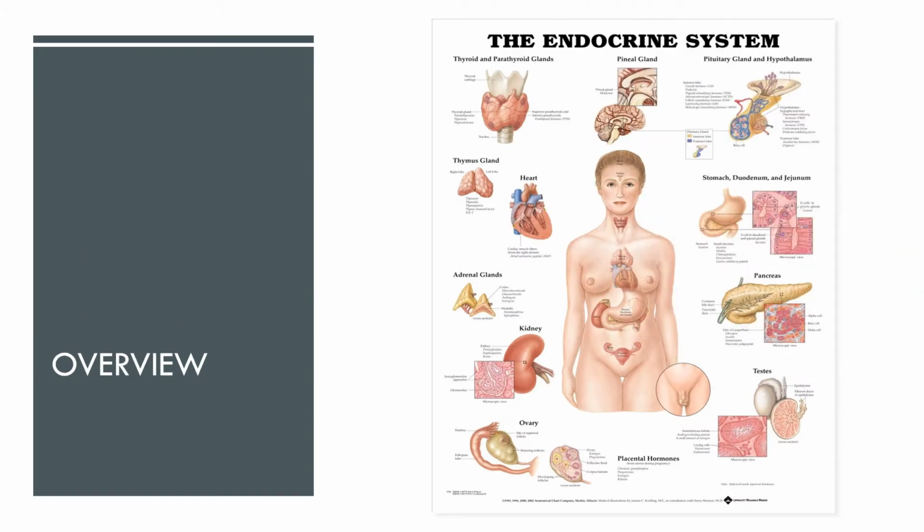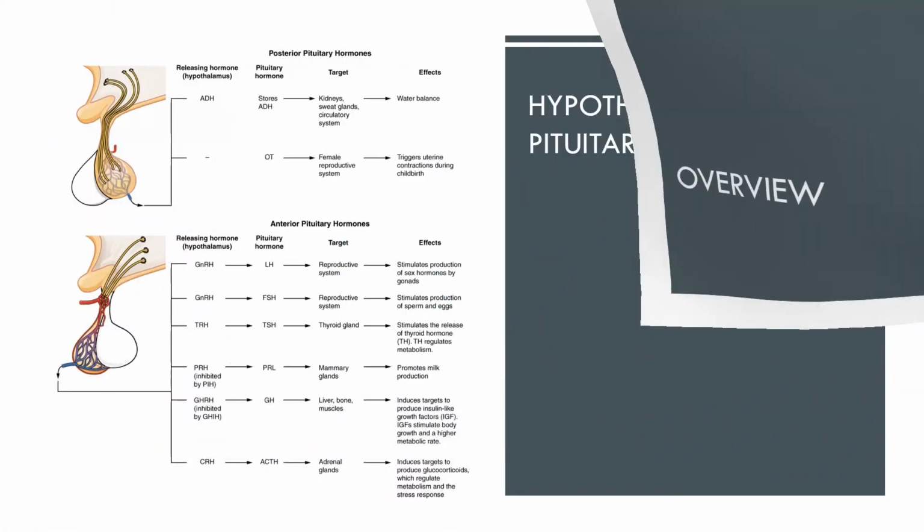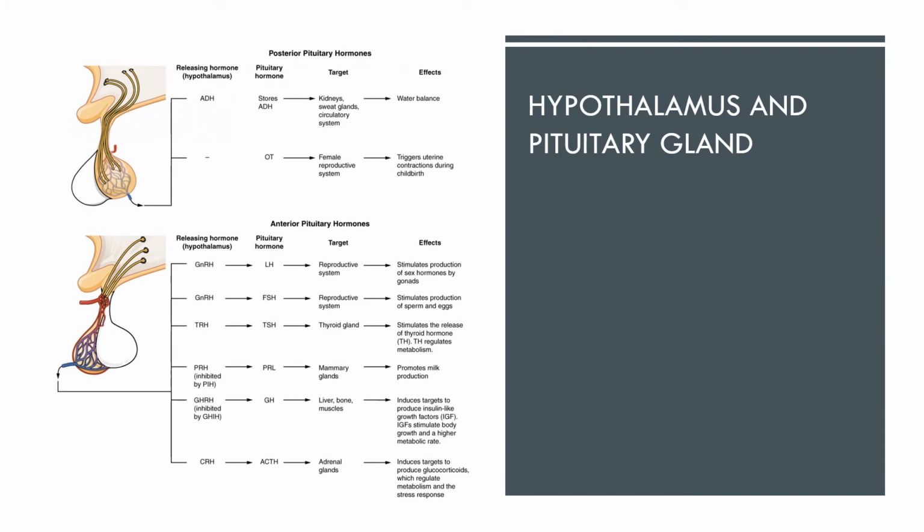Here's an overview of the endocrine system, and there are quite a few organs that are involved. This includes organs such as thyroid, parathyroid, pineal gland, pituitary gland, hypothalamus, adrenal gland, ovaries, testis, pancreas, to name a few. By the way, that picture that I just showed you, you can feel free to pause the presentation and use it as reference. Now let's talk about the hypothalamus and pituitary gland.